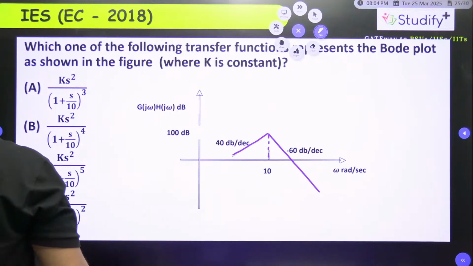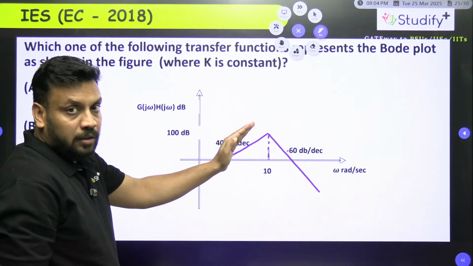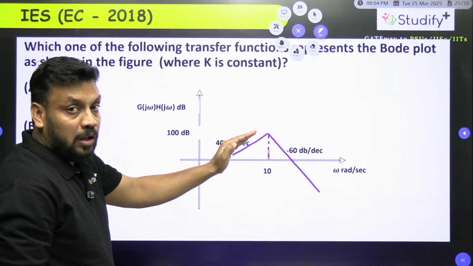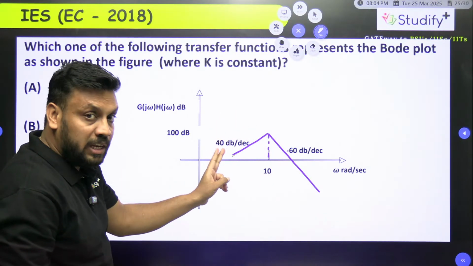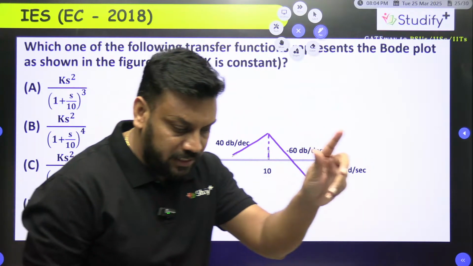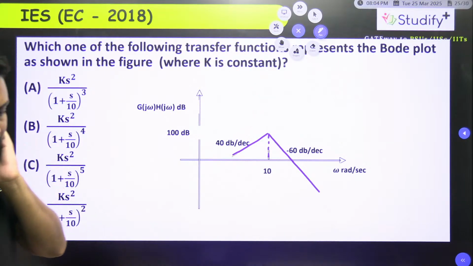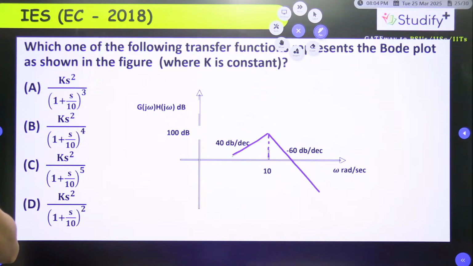Last question, B answer correct. In this question, which option correct? Can you please try? Initial slope is 40, and after that? What should we do with 40 so that it will become minus 60? You should ask yourself this question. Then you will definitely get the answer.